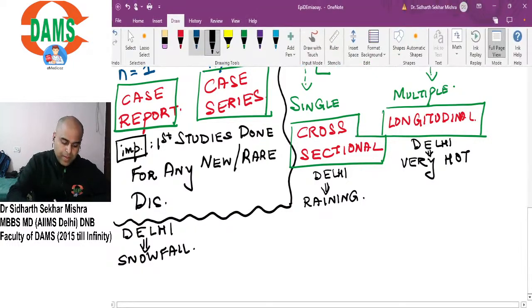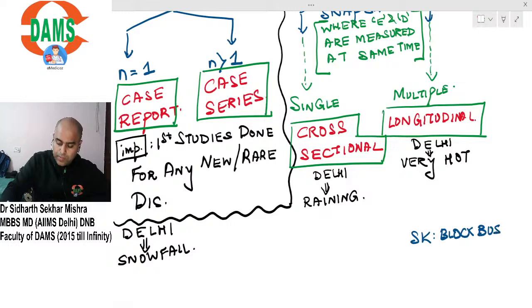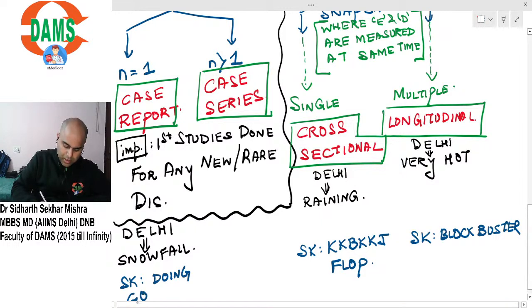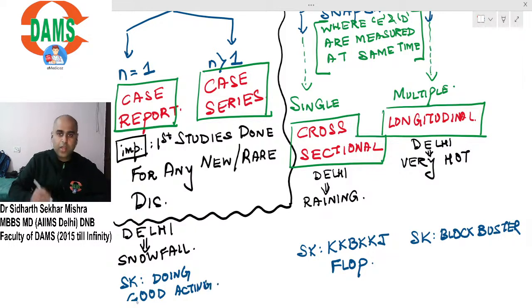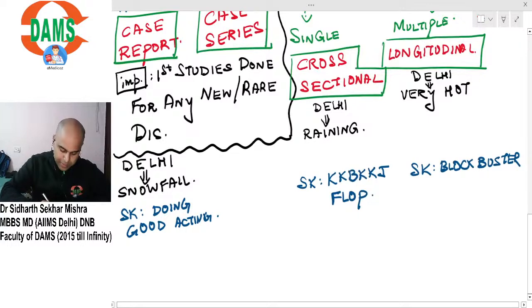Similarly, Salman Khan movies, blockbusters, longitudinal. Salman Khan's Kisi Ka Bhai Kisi Ki Jaan, flop, cross-sectional. Salman Khan doing good acting, case report. We know it. I hope everyone is clear with it. So I've given you a cricket example, a weather example, and a Bollywood example. Whichever example, you should be clear with the concept.